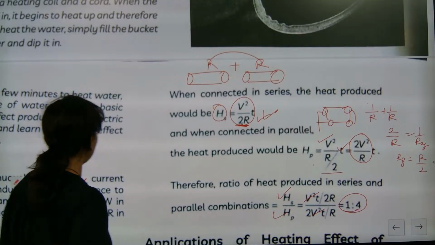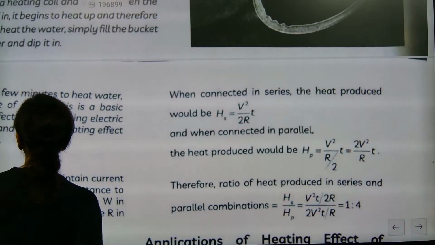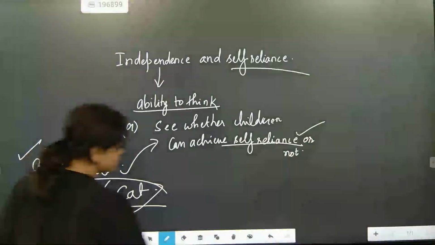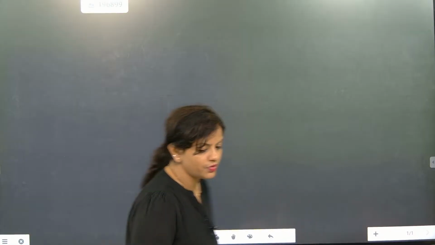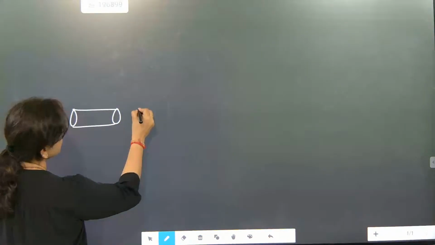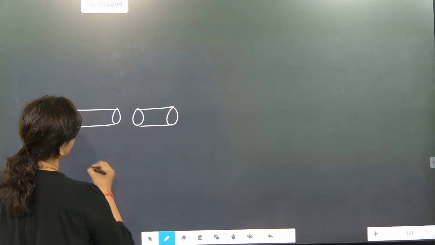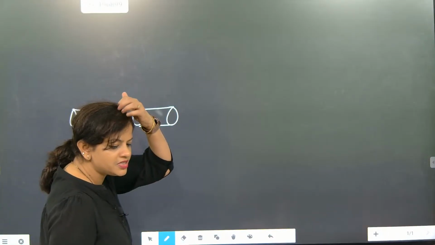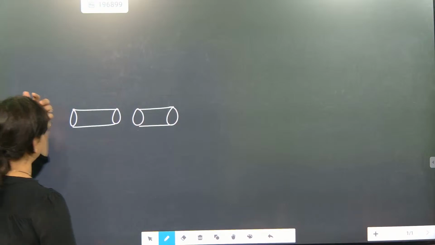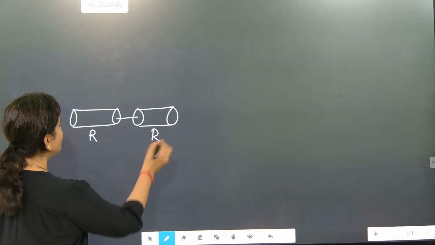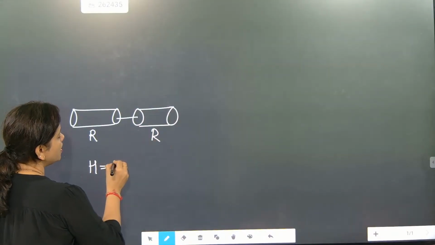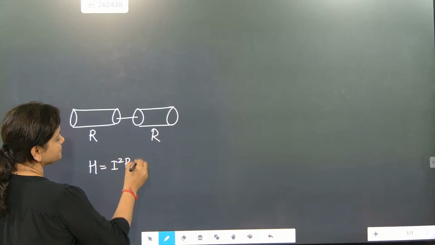If you are not understanding, I am solving this question one more time and explaining this part, because if this type of question comes, I don't want my students to leave the question. So, beta, two wires are there, same length, everything same. The potential difference connected to them is also the same. When they are connected in series, this is resistance R and this is resistance R. We know H is equal to I square RT.